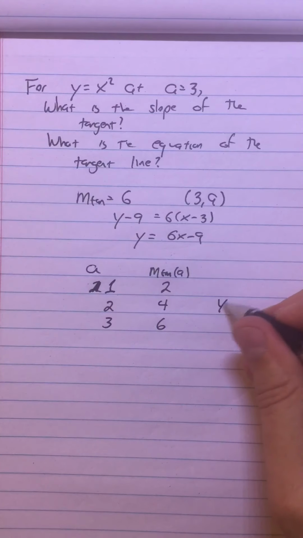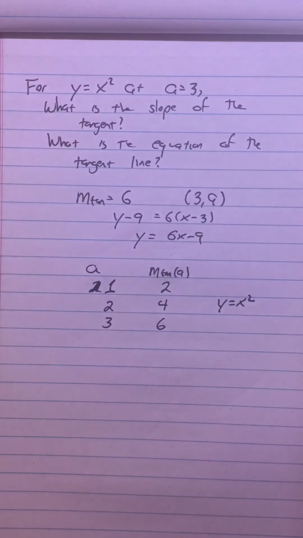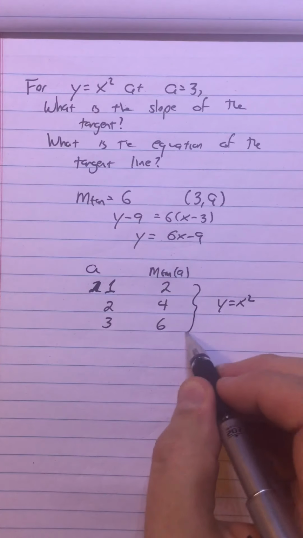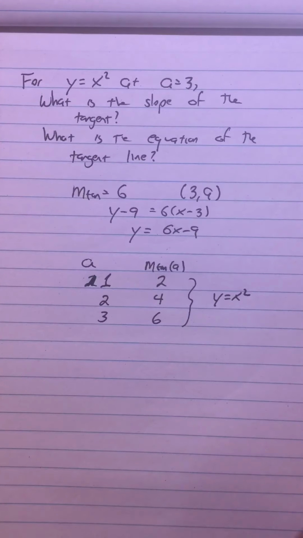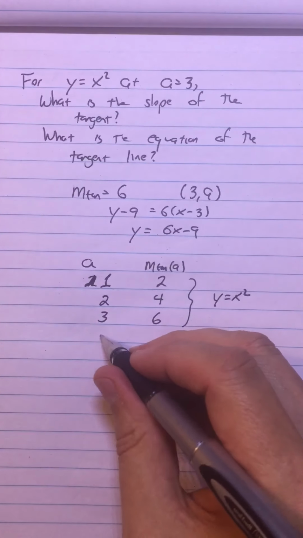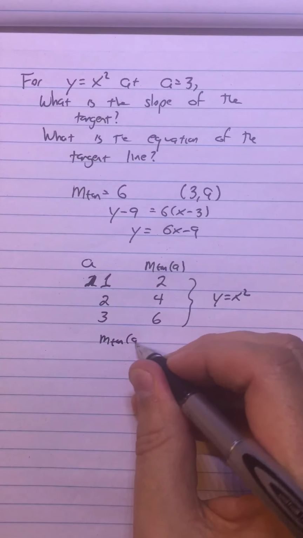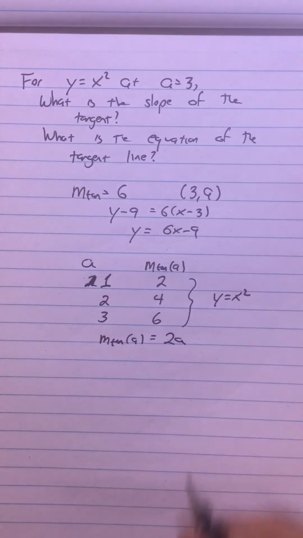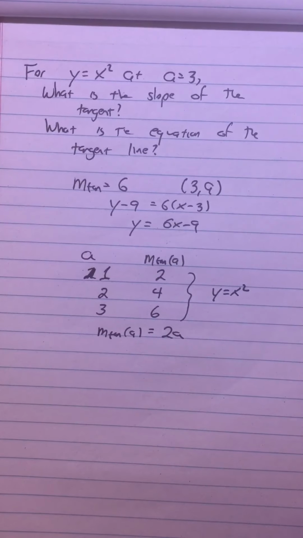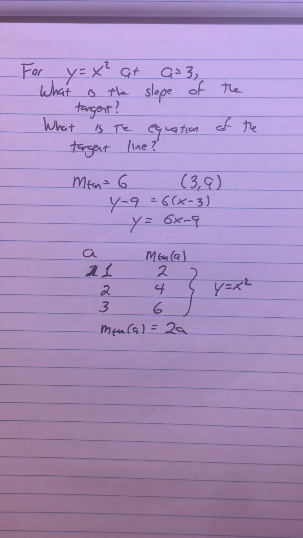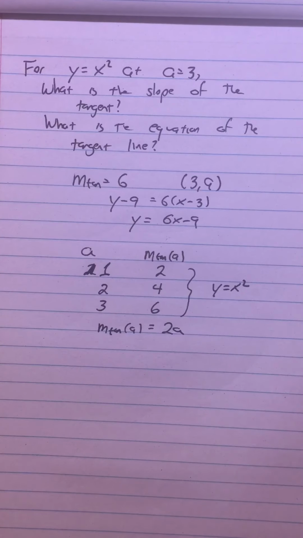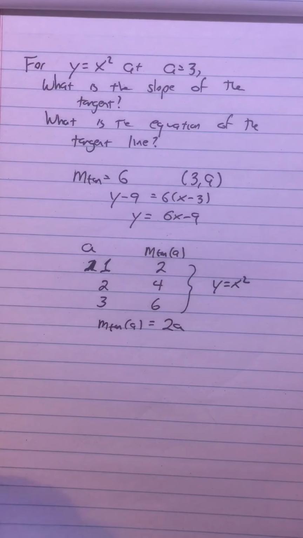Now all of this is contingent on the fact that the function we're dealing with is y equals x squared. A different function would give you a different relationship. But clearly there's a relationship right here. It looks like the slope of the tangent at a is equal to just 2a. So it's good to be able to look for and notice patterns, but noticing a pattern doesn't mean that pattern is 100% strictly valid. So what we're going to do now is actually prove that there's a reason for that pattern.